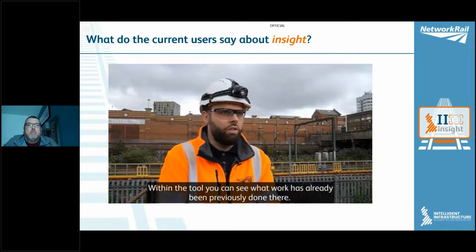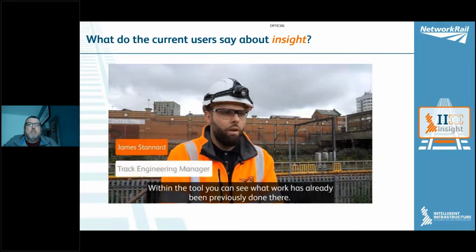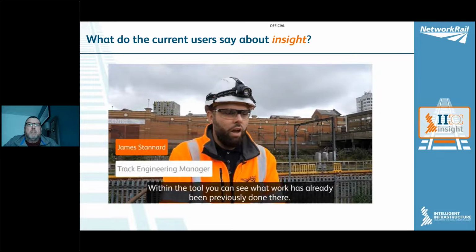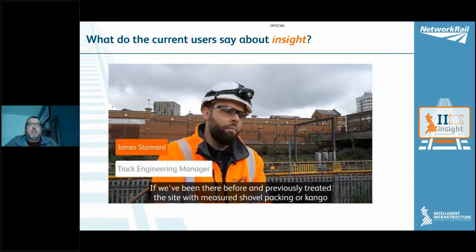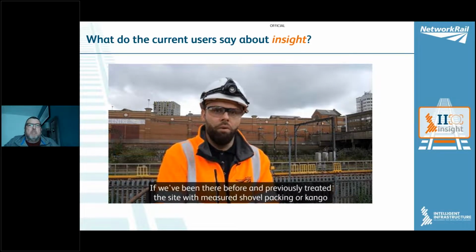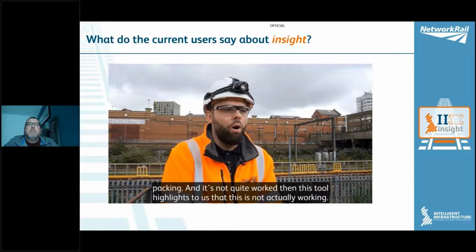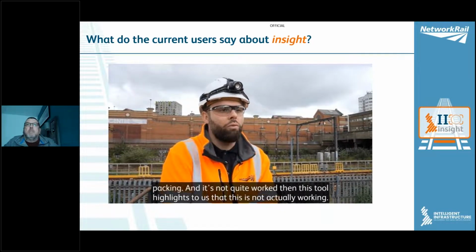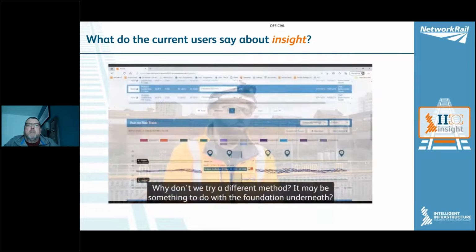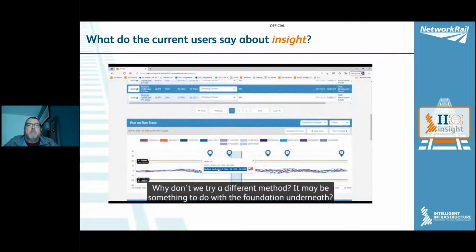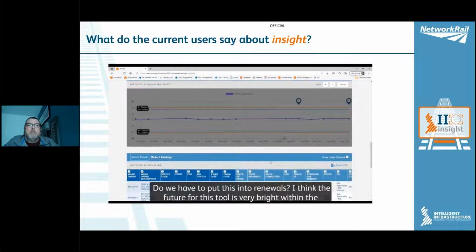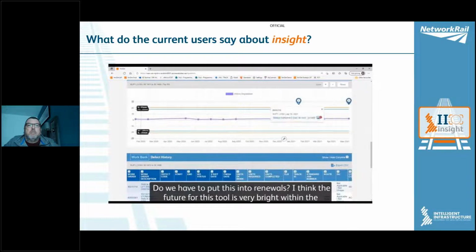Within the tool itself, you can see what work's already been previously done there. And obviously, if we've been there before and previously treated a site with shovel packing or Kango packing, and it's not quite worked, this tool highlights to us it's not actually working. Why don't we try a different method? Look at it, maybe something to do with the foundation underneath. Do we have to put this in for renewals? That type of side of it.